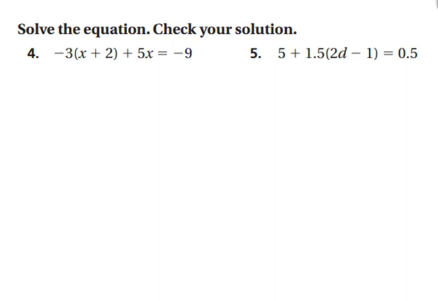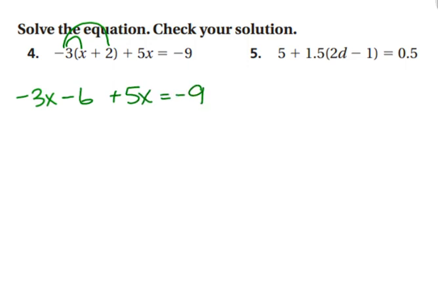All right, continuing on, both of these need to use distribution. So for number 4, we will distribute the negative 3. Negative 3 times x is negative 3x. Negative 3 times 2 is negative 6. Really be careful when you're distributing a negative so that you make sure you get the right sign. So negative 3x minus 6 plus 5x equals negative 9.